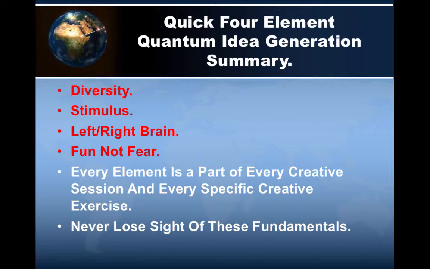So the quick 4-element idea generation summary: we've talked about diversity, stimulus, left and right brain, and fun, no fear. Every element is part of every creative session and every specific creative exercise. You need to do all 4. This is how you get the at least 12 times more ideas than brainstorming. You need to never lose sight of these fundamentals. So in each session that you run and every exercise that you run, you want diversity, stimulus, a left or right brain exercise specifically designed to the need, and you really want to underscore having fun and eradicating fear.